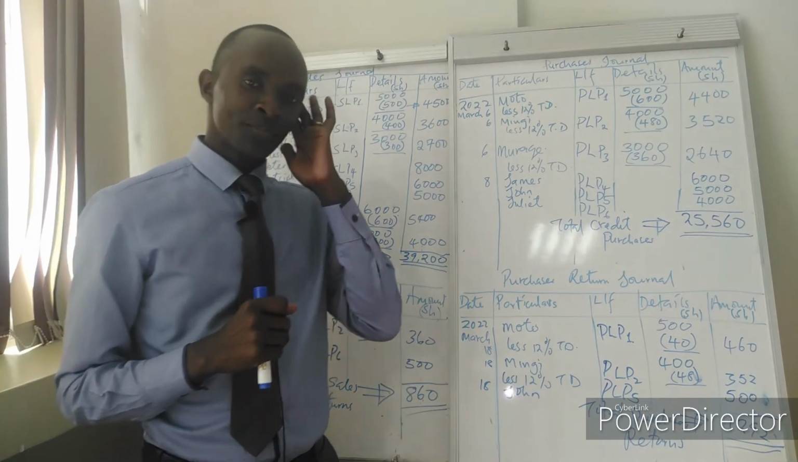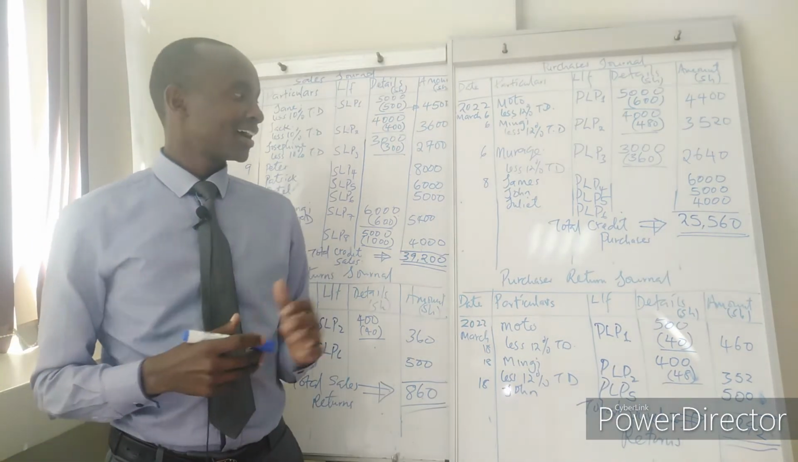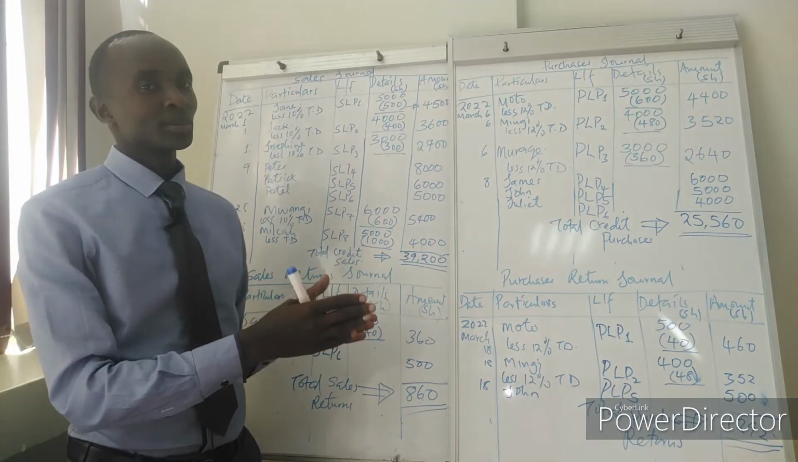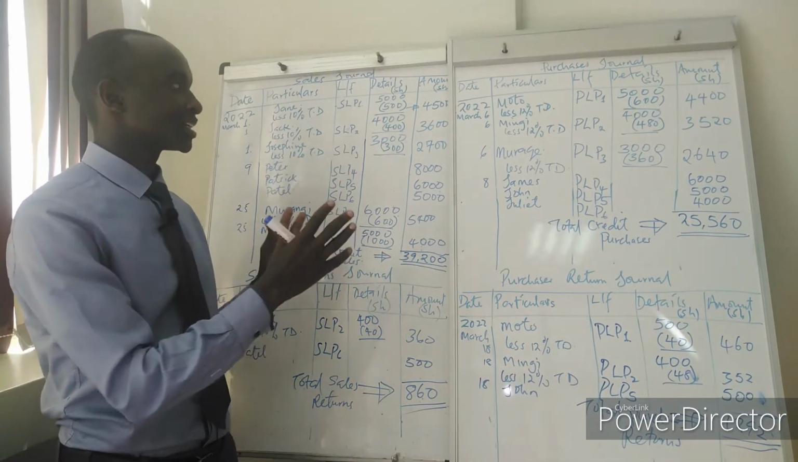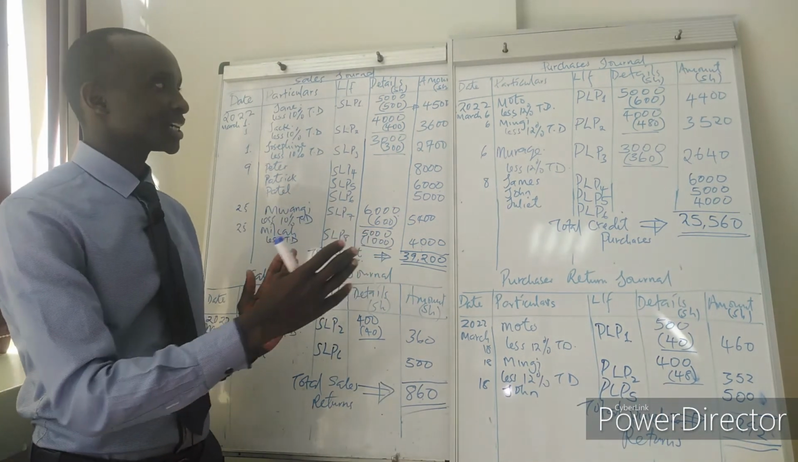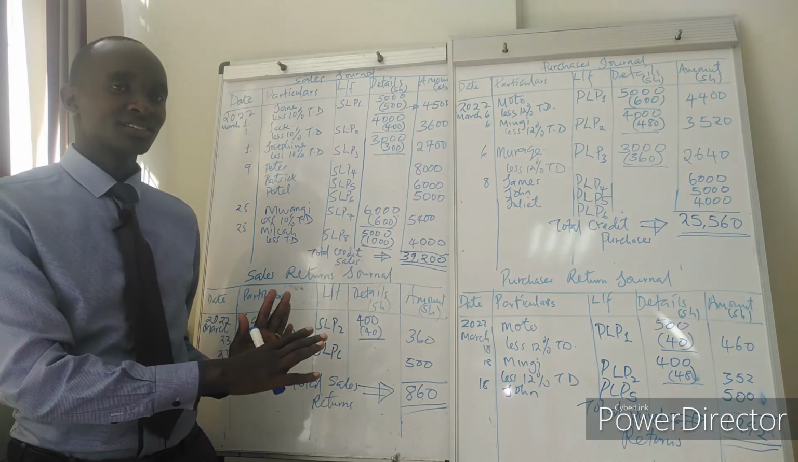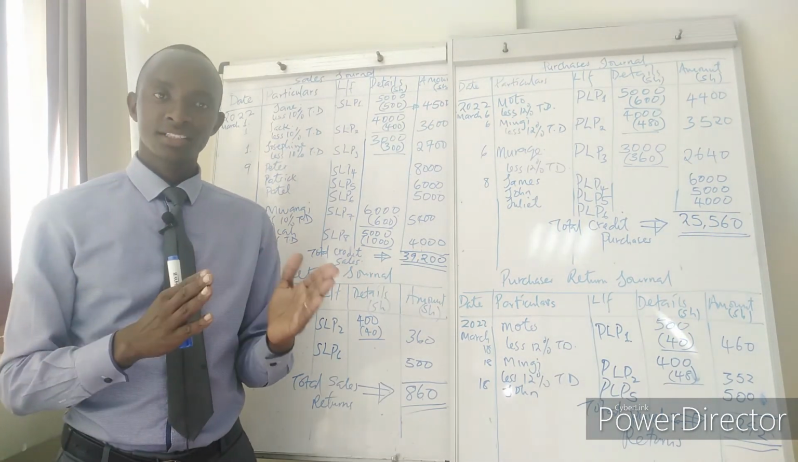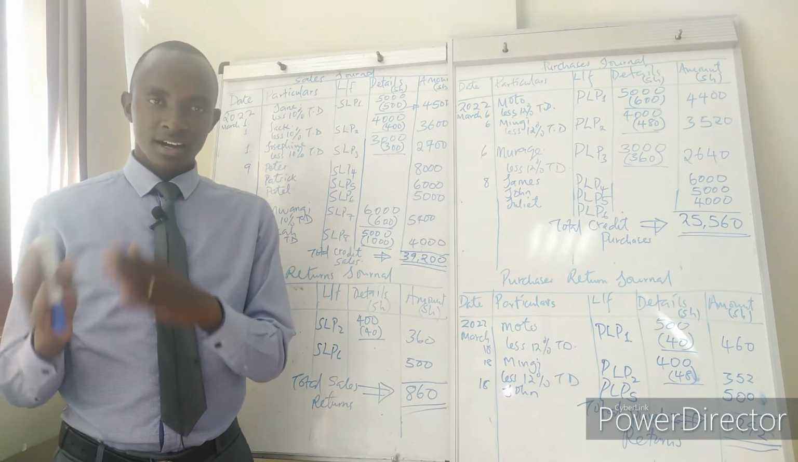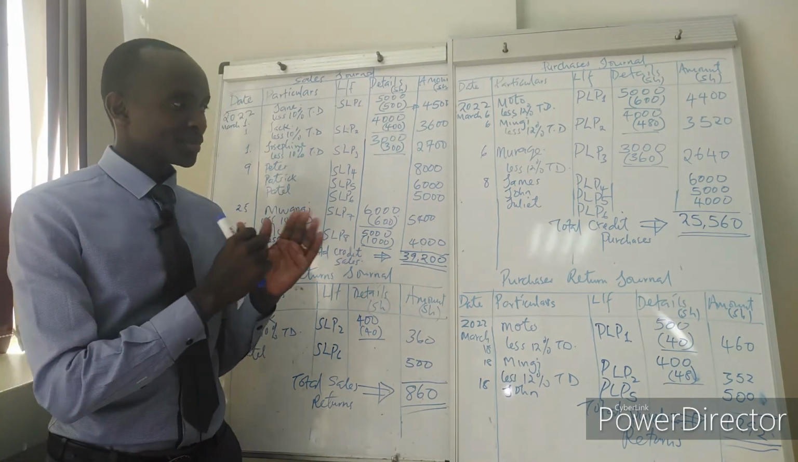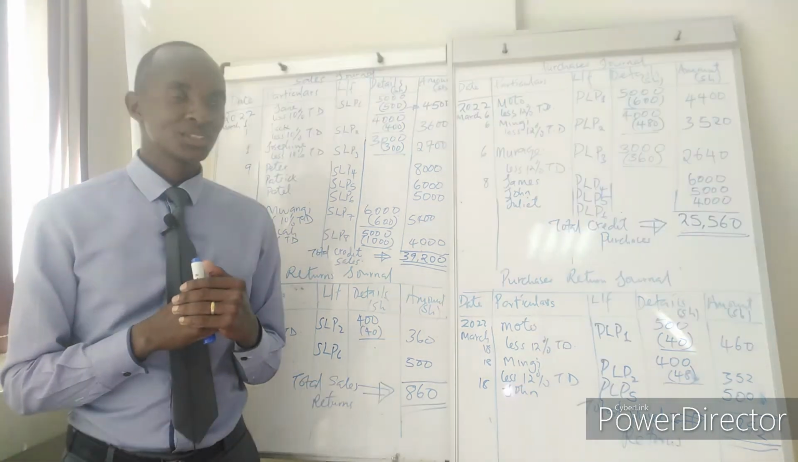Are we together? So ladies and gentlemen, I have tried as much as possible to simplify the concept of subsidiary books. We have also looked at a comprehensive illustration, and I have shown you how to enter the same in the respective journals. In our next sessions, we shall look at the ledgers and the cash book at length. So I will stop at this point for the subsidiary books.